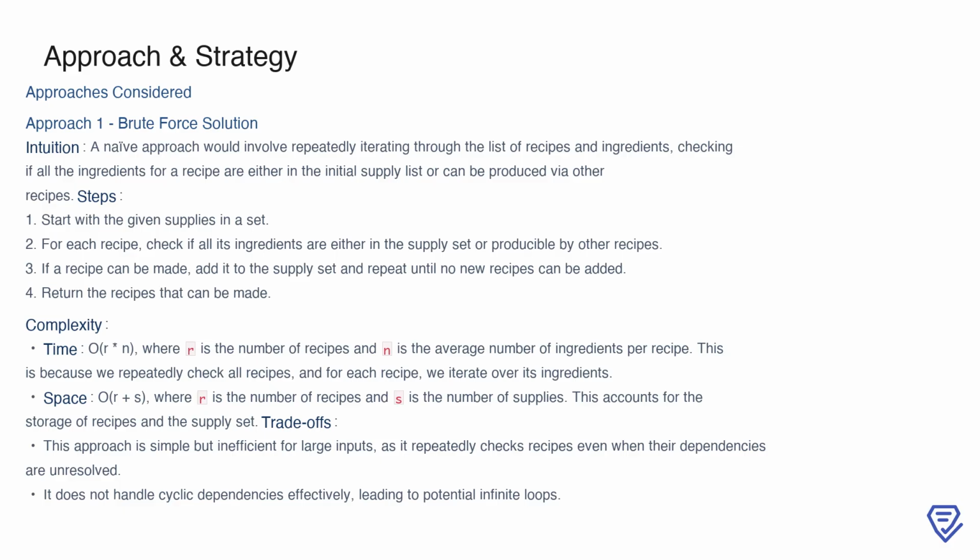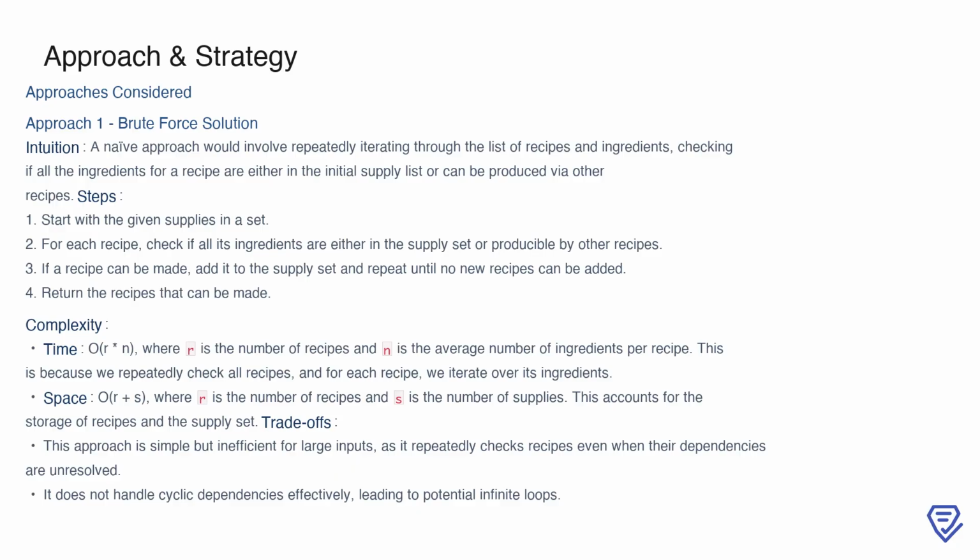To tackle this problem, the first approach we might consider is a brute force solution. The intuition here is straightforward. We aim to repeatedly check whether a recipe can be made using the current supplies or other recipes that have already been produced. To do this, we start by placing all the given supplies into a set. Then, for each recipe, we verify if all its ingredients are either in this supply set or can be made from other recipes. If a recipe meets this condition, we add it to the supply set and continue the process until no more recipes can be added.